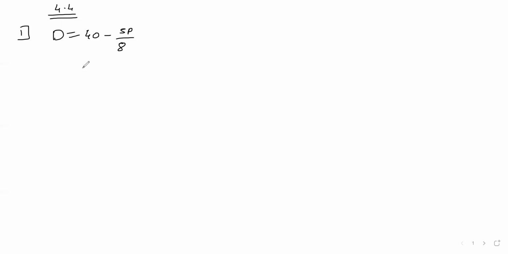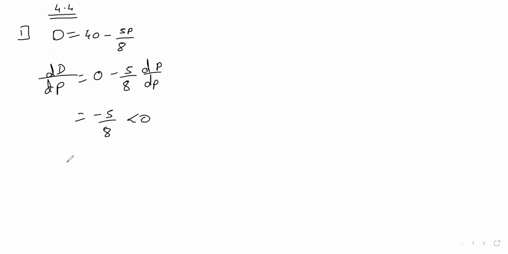To check whether it is increasing or decreasing, we have to take the derivative. Because demand is a function of price, we'll take the derivative with respect to price. 40 is a constant, so 0 minus 5/8 dP/dP, which becomes 1. So my answer is -5/8. -5/8 is less than 0, and therefore D is a decreasing function of P, that is, price.